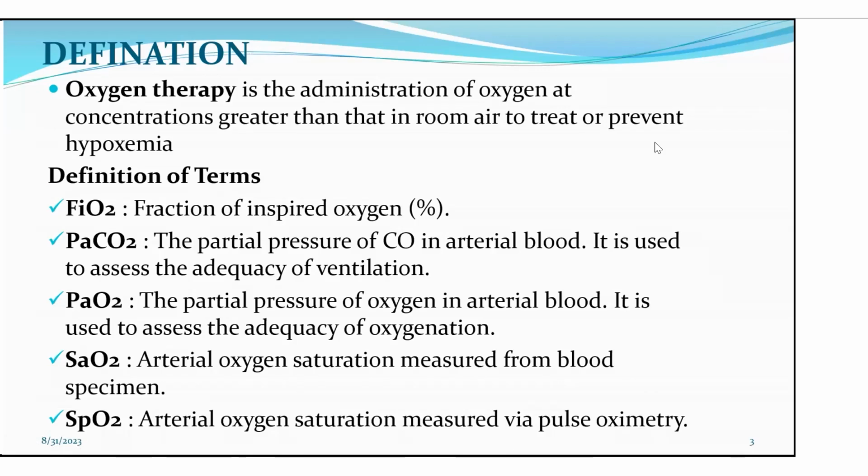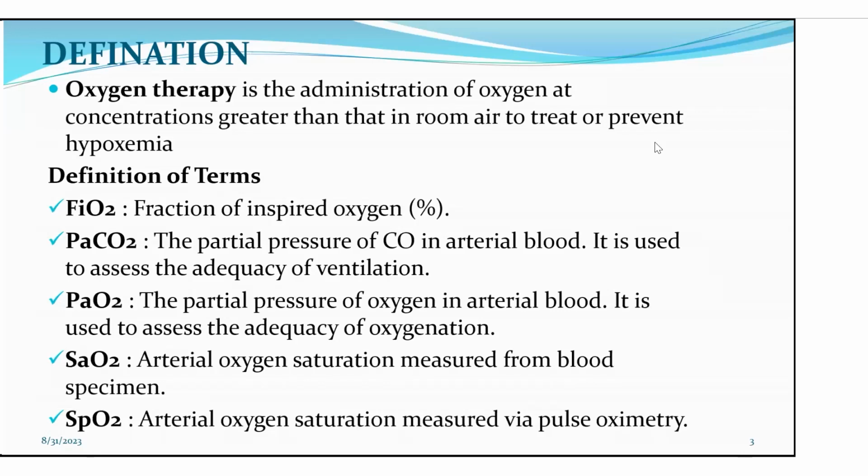One is fraction of inspired oxygen, which we give in percentage. The other one is partial pressure of carbon dioxide in arterial blood, PaCO2, which is used to assess the adequacy of ventilation. The second one is partial pressure of oxygen in arterial blood, PaO2. It is used to assess the adequacy of oxygenation.